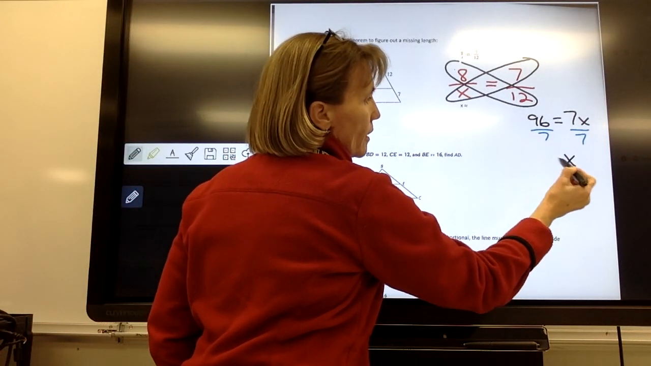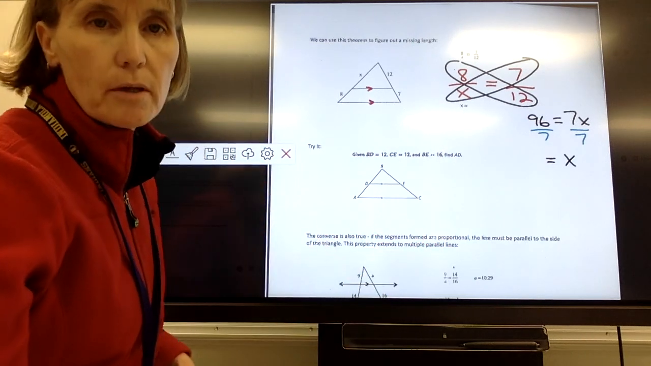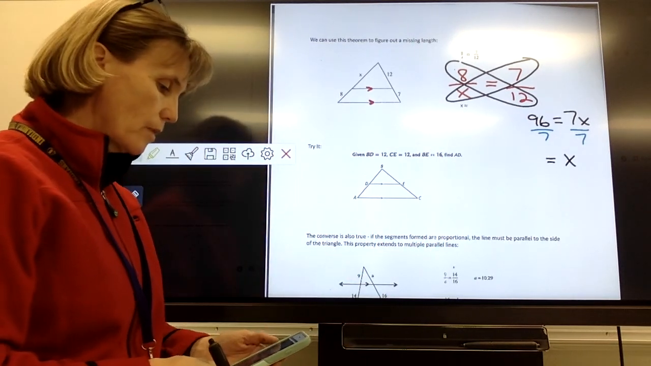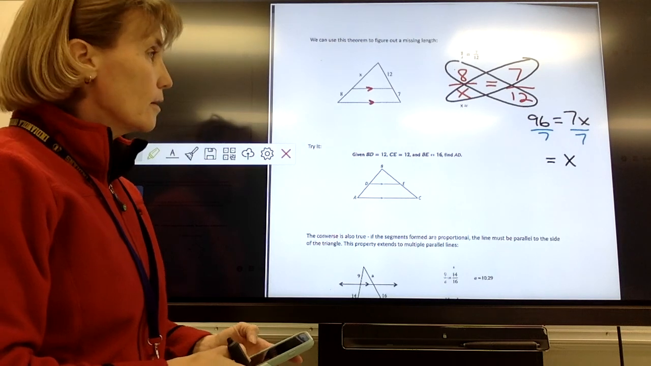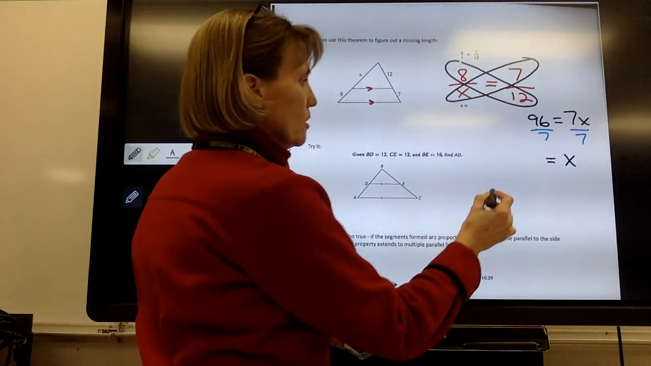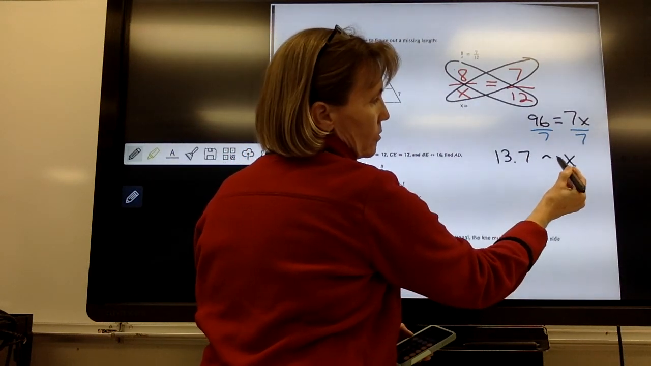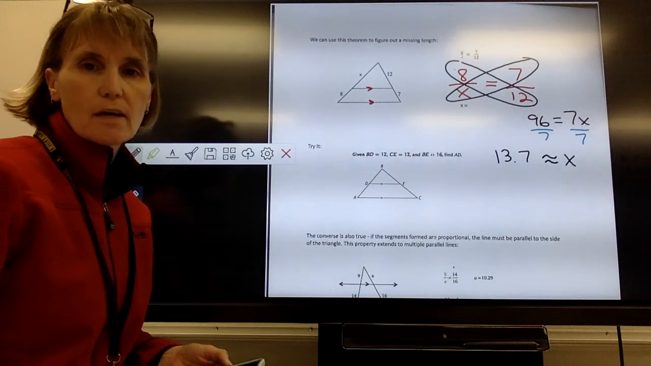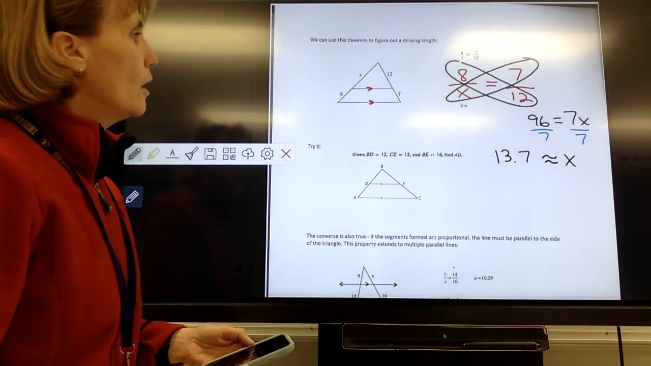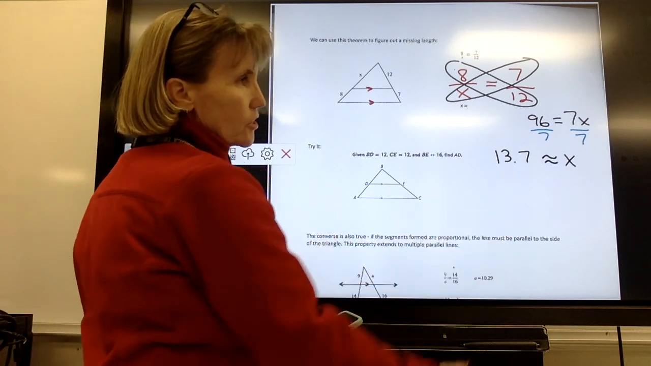That would be x equals, and that doesn't go in evenly, so we're going to get a decimal. I'm going to use my phone here as my calculator. 96 divided by 7 equals, I get 13.7. Since I'm rounding that, instead of a traditional equal sign, you see that wavy sign because we've rounded our answer. Pay attention to the directions if it's asking you. In this case, I rounded to the nearest tenth.